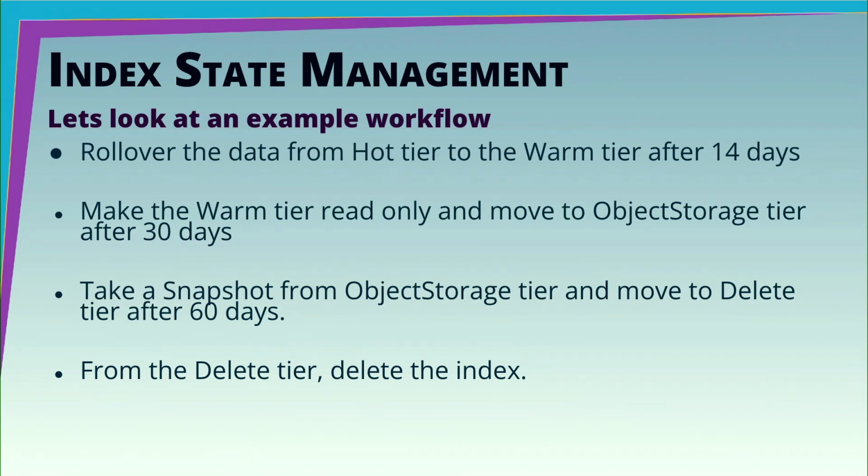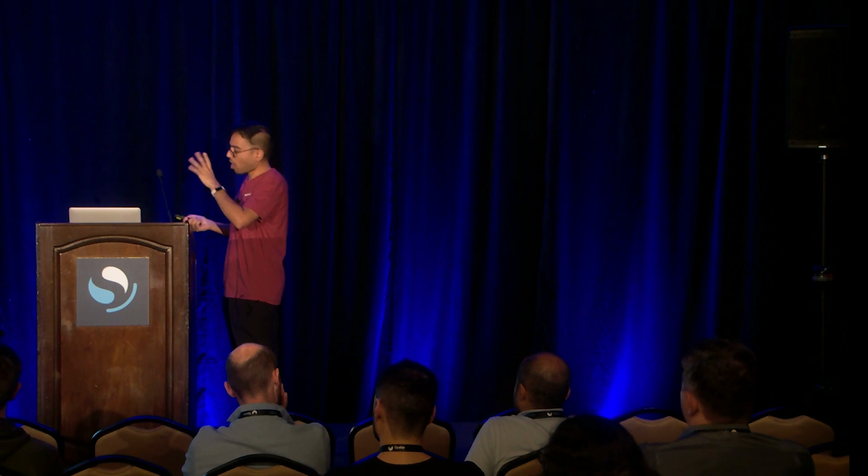So after a snapshot is taken, and the index is 60 days old, then we want to delete that index from the delete tier, and then ultimately we'll delete the index as well. So let me show you briefly what the policy will look like.